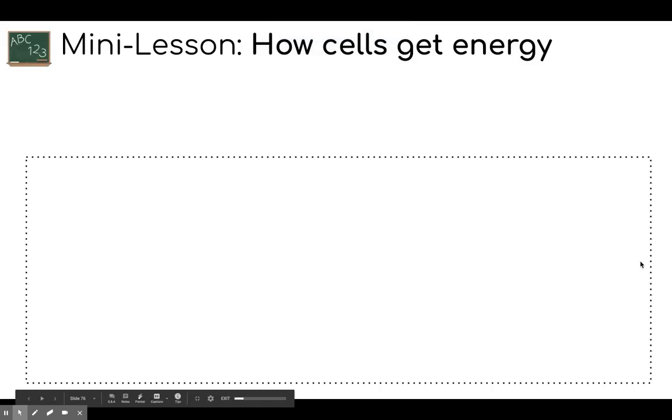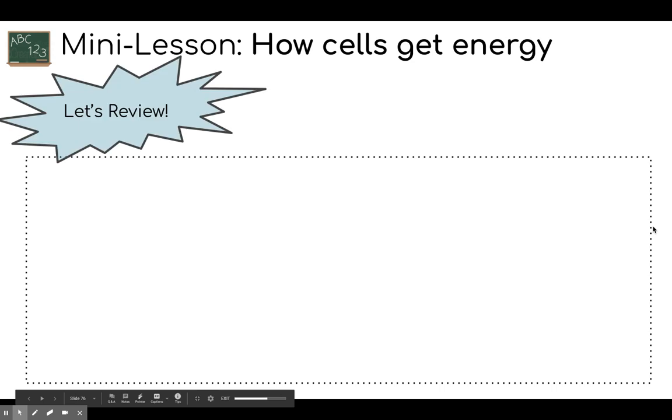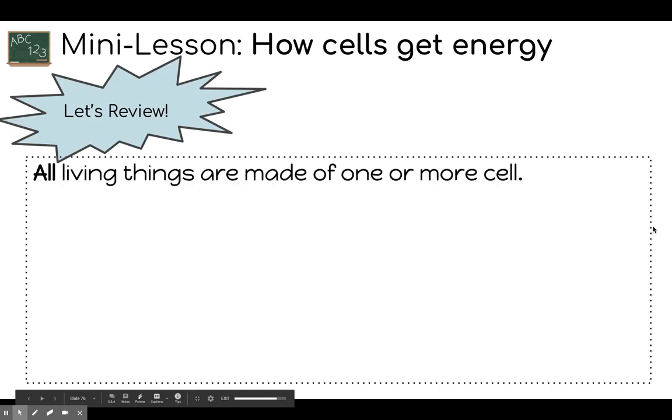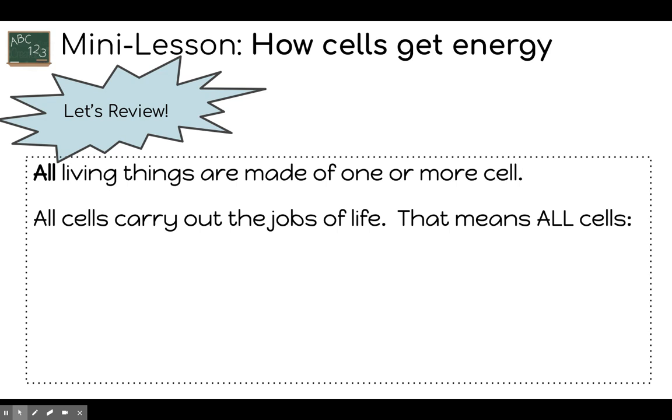Good morning, seventh graders. In this lesson, we're going to be reviewing how cells get energy. So, to begin, let's remember that all living things are made of one or more cells. Yeast are made of one cell. Humans are made of trillions of cells. Regardless, we are all made of cells. All cells carry out the jobs of life.